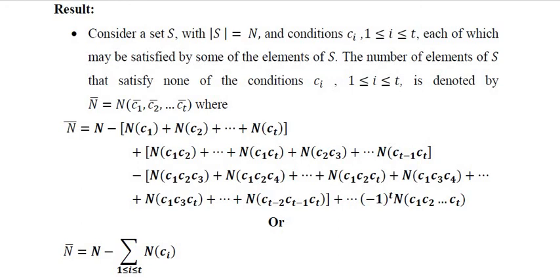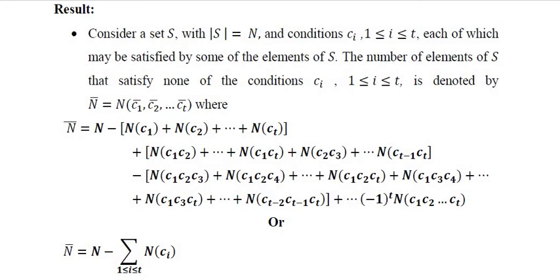n of Ct minus 1 Ct, minus n of C1 C2 C3 plus n of C1 C2 C4 plus etc. n of C1 C2 Ct plus n of C1 C3 C4 plus etc. n of C1 C3 Ct plus etc. n of Ct minus 2 Ct minus 1 Ct plus etc., plus minus 1 the whole raised to t, n of C1 C2 etc. Ct.